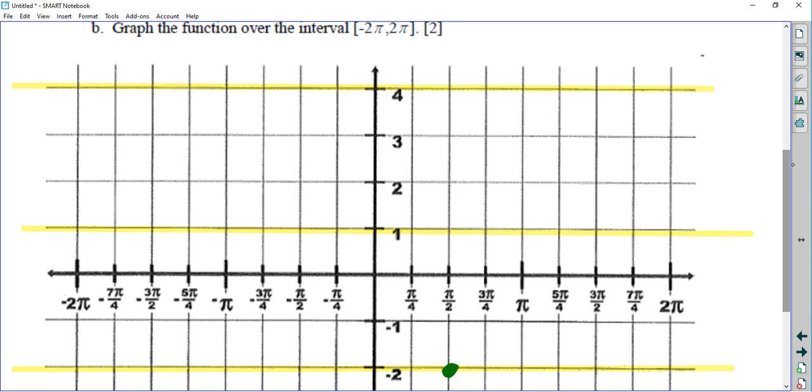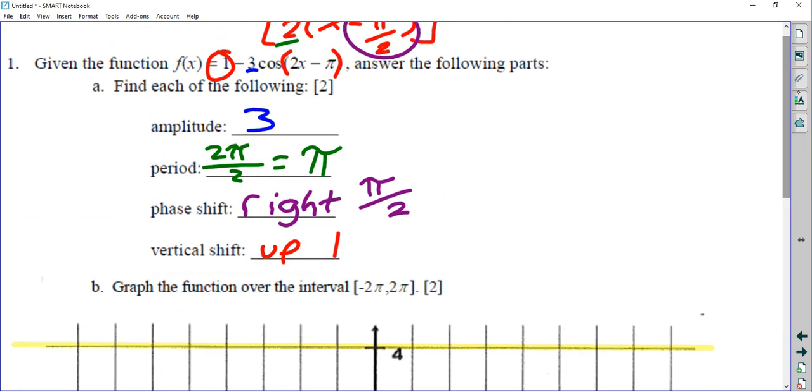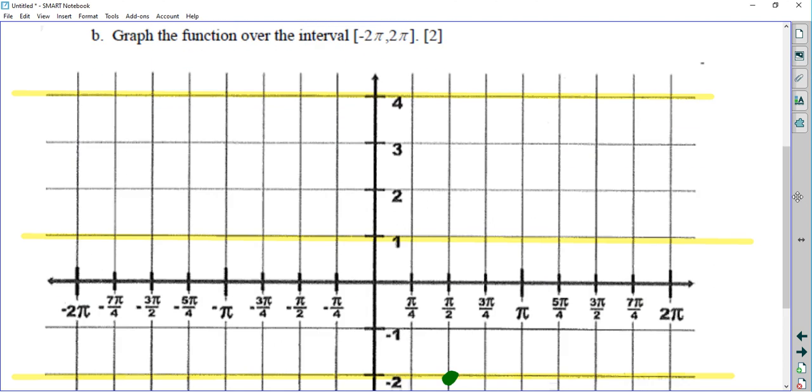Now we need to know where the rest of our dots go. We know the shape negative cosine is going to make, but we need to know how often to put our dots. Our dots are based off the period. The period is pi. Pi on our graph is a total of 4 spaces, because it's counting by pi over 4. 1, 2, 3, 4 to get to pi.